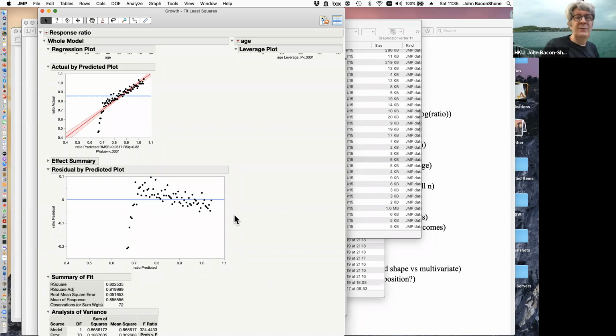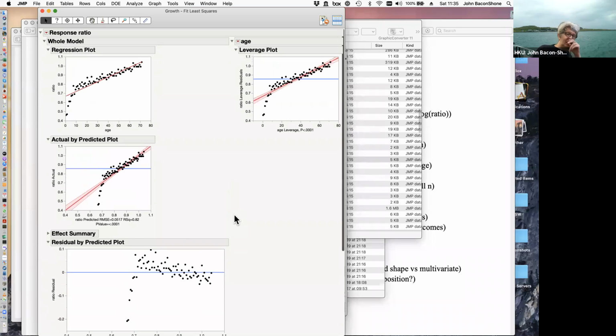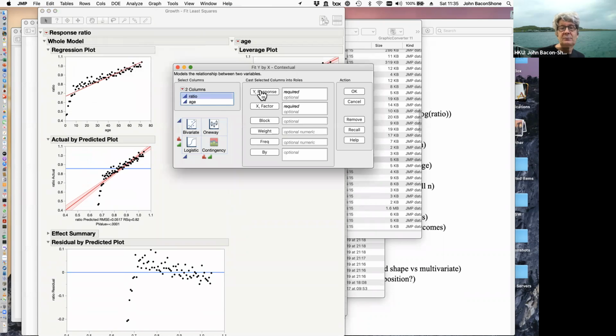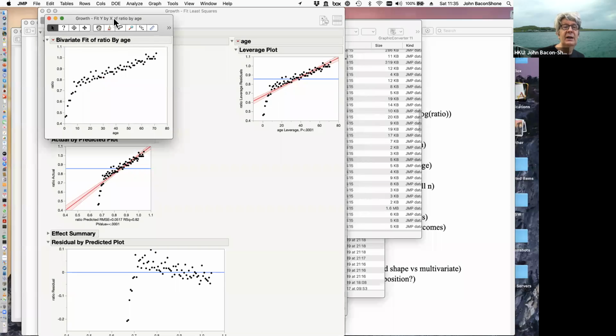Now, in terms of what to do next, there are several different approaches. If you come back and look at the original data, there are at least 3 different possible ways of thinking about this. One would be to say, well, maybe there's actually 2 stages of growth: the initial stage with a high slope, and then the second stage with a low slope. Again, if we do fit y by x, there's something more we can do, which we can't easily do in fit model.